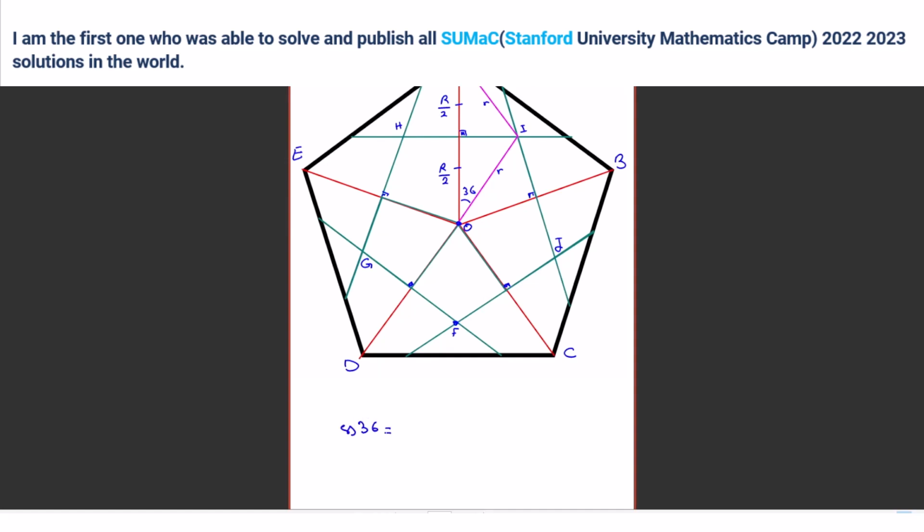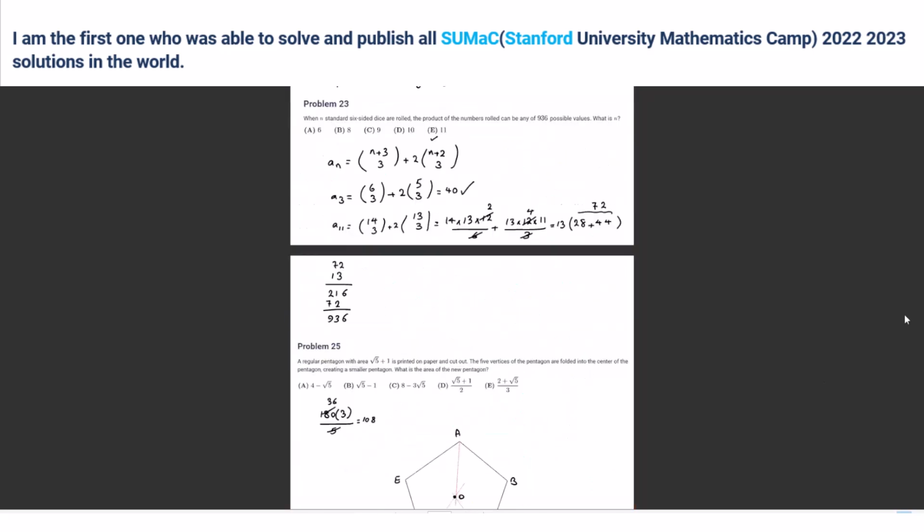Cosine 36 is what over what? R over 2, big R over 2 small r. Yeah, so it is R over r is 2 cos 36, right? Okay, so we should find big R over small r. The answer is what in terms of small r and big R?